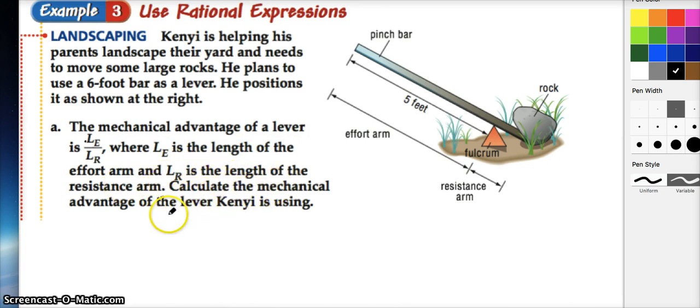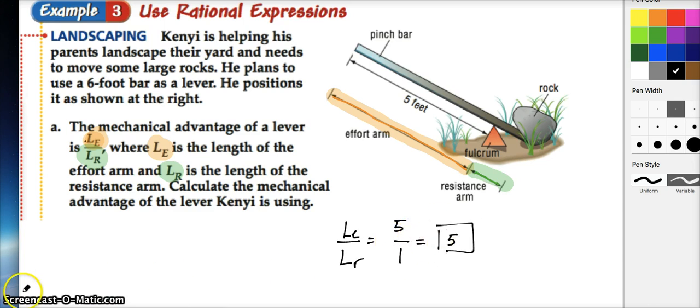We're going to calculate the mechanical advantage of the lever that Kenyi is using. So I took a moment to have fun with highlighters so I can highlight exactly what I need. Basically it's going to be orange over green. The orange value is 5 feet, so LE over LR is going to be 5 feet over, what would this be? They said the whole thing was a 6-foot bar. This has to be 1. So his calculated mechanical advantage would be 5. I don't know what the units are on that, but our calculation's on point.